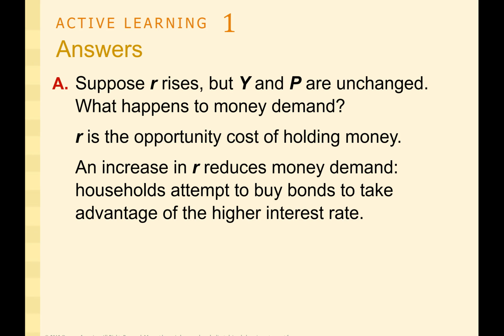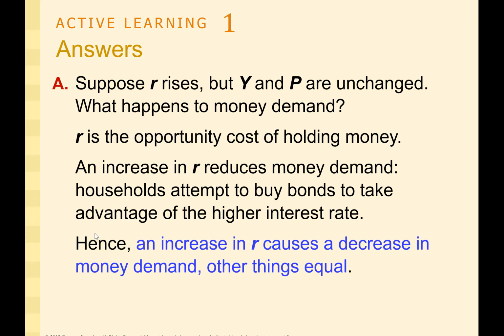So the interest rate is what you're giving up in terms of what it would have earned had you left it as a bond. So an increase in that interest rate reduces the money demand, and households want to buy bonds to take advantage of the higher interest rate, right? Because if the interest rate goes down and the money demand decreases, then people are going to look for somewhere else to put their money to take advantage of higher interest rates. So the connection here is an increase in the interest rate causes a decrease in money demand, other things equal.